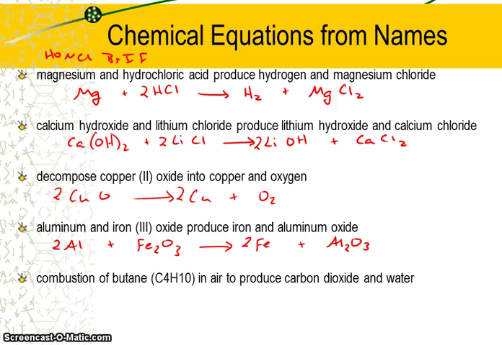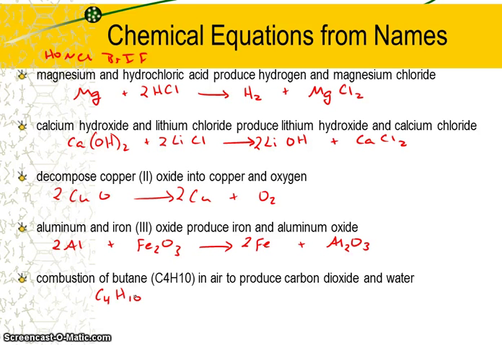Now let's look at a combustion reaction. And we will eventually be able to write formulas for hydrocarbons, but in this case we're told that butane, which is the stuff in lighters, is C4H10. And it tells us that it combusts in air. Well, air is a mixture.